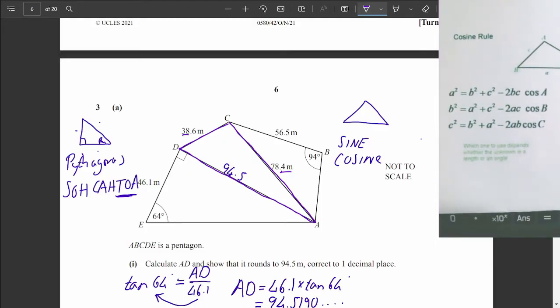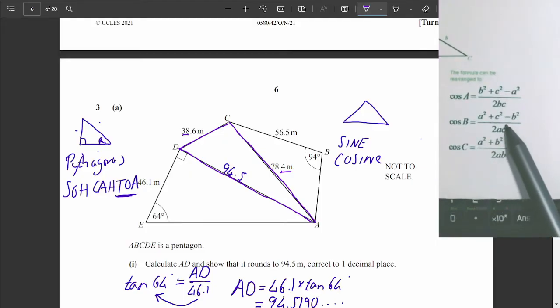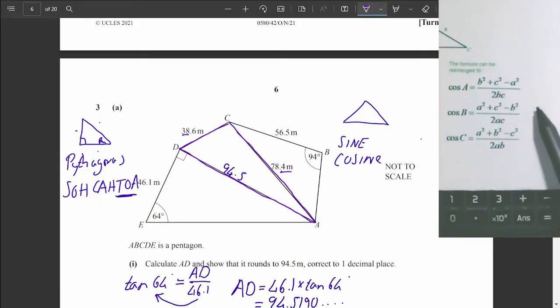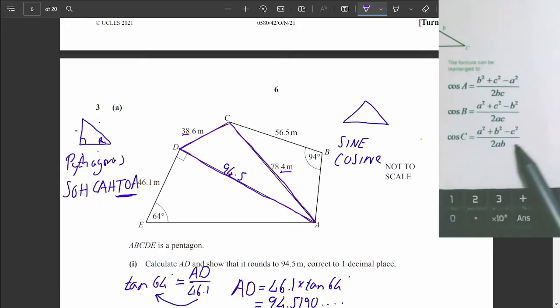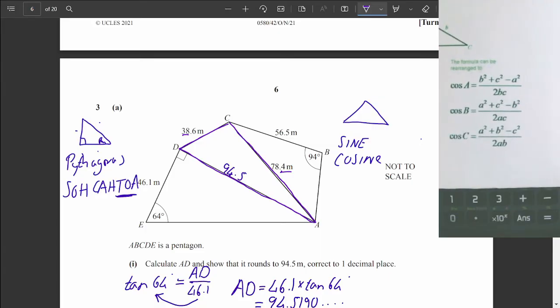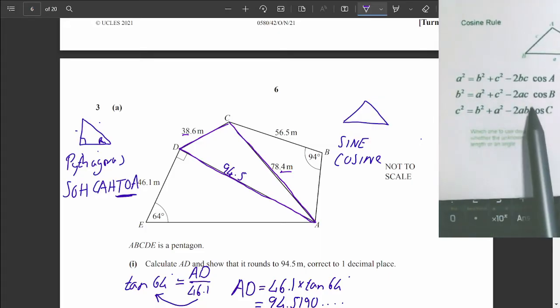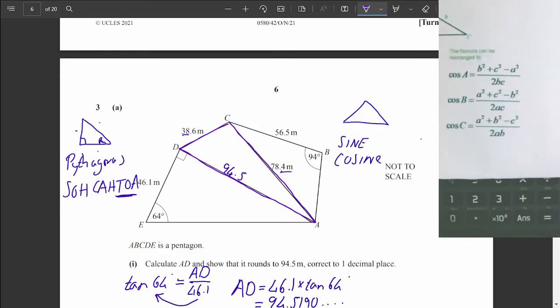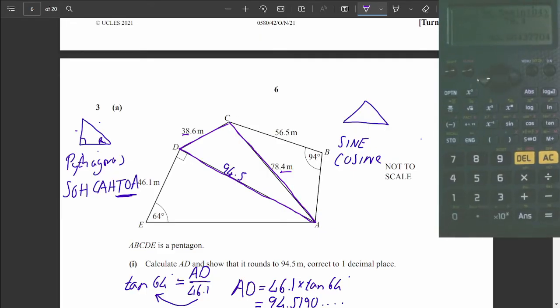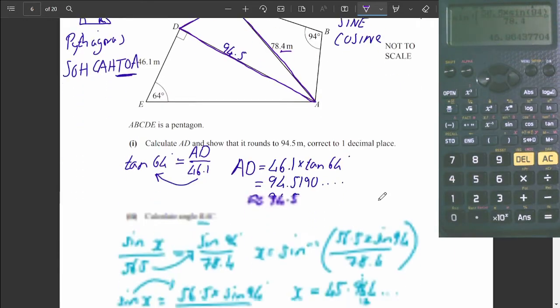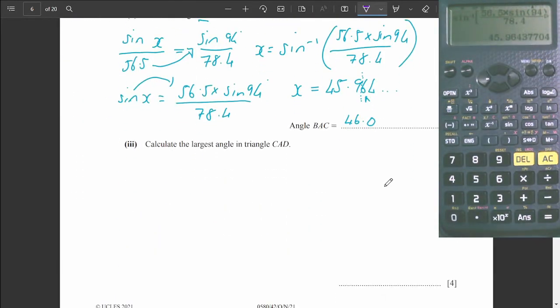All right, now there's different versions of the cosine rule. And when we want to work out an angle, it's better to use the rearranged version, which is this one. Okay, you can use this one and then rearrange it, but it will be quicker if you could memorize that. So let's see what that means. Let's write down the formula first. Formula is cos A equals B squared plus C squared minus A squared over 2BC.